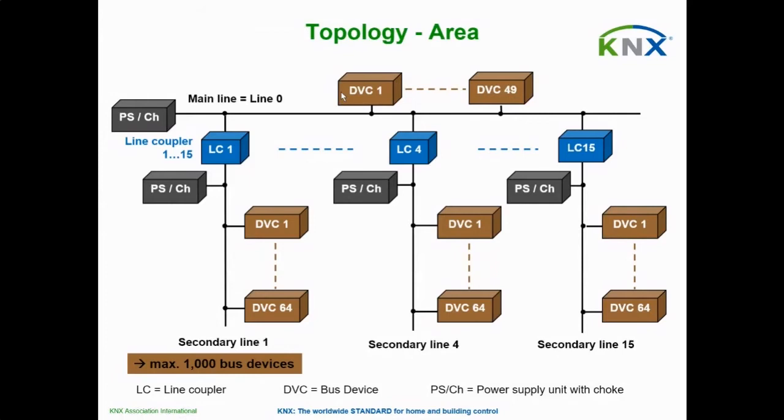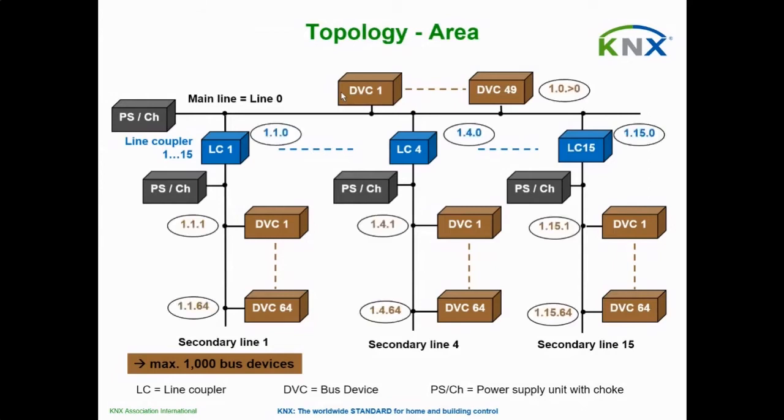In this topology, we can get up to 1,000 bus devices connected. Now remember, each bus device is a physical device. It may be a switch, it may be a 24-channel relay, it could be a 2-channel DALI gateway, it could be a dimmer or a blind actuator, but each device, no matter how many channels it has, just counts as one device on the network.